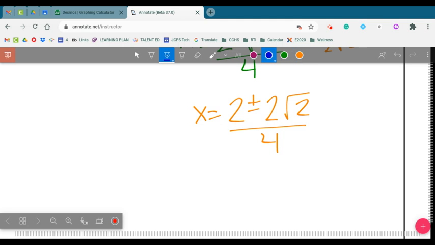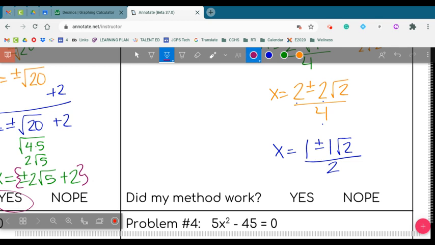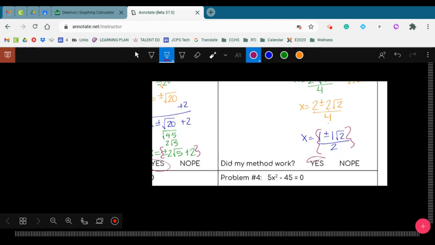Now remember, if you have these 3 numbers right here, you can simplify. We can divide all of them by 2. So we're going to get 1 plus or minus 1 square root of 23 divided by 2. And that's going to give us our final answer. So did this method work? Yes. The quadratic will always work. There should not be a problem with that.